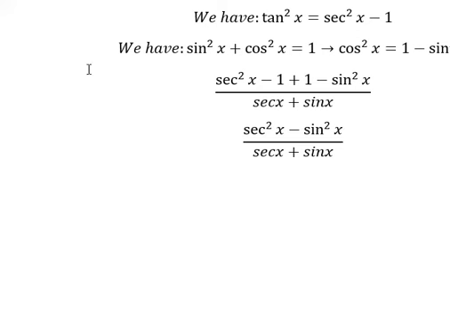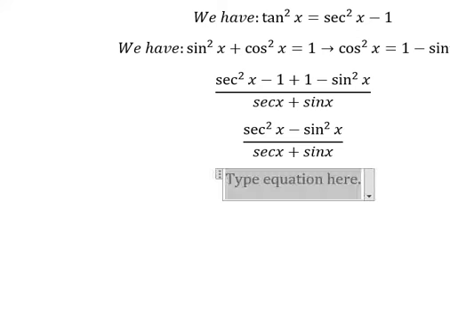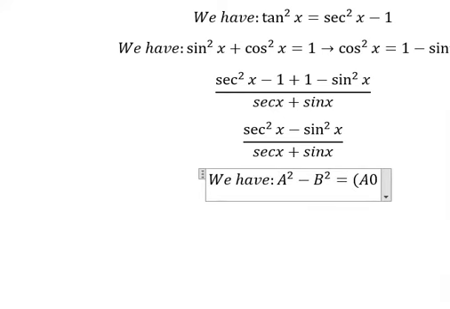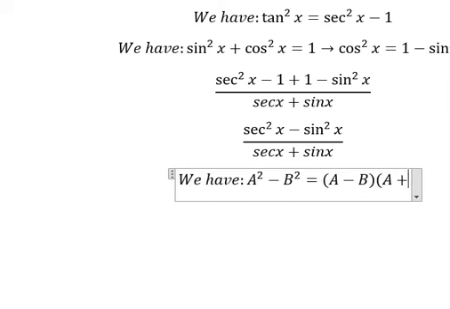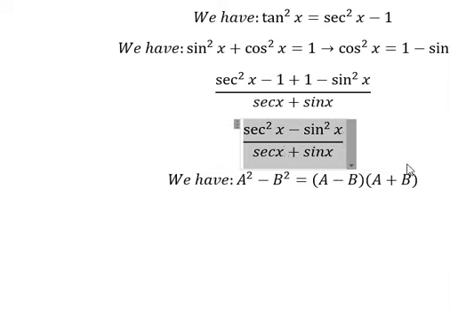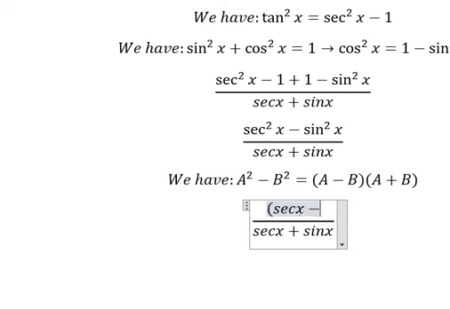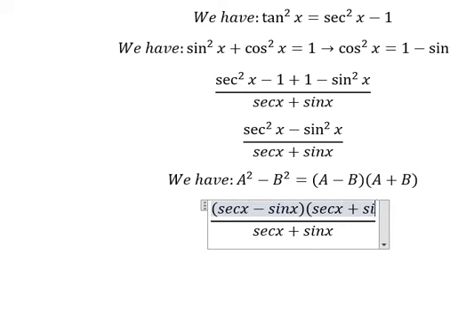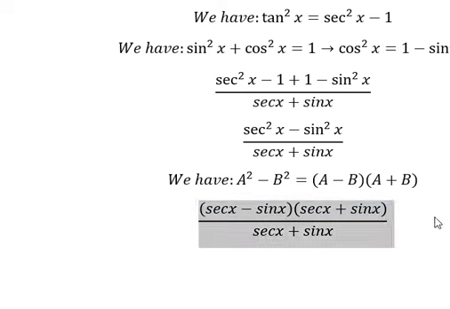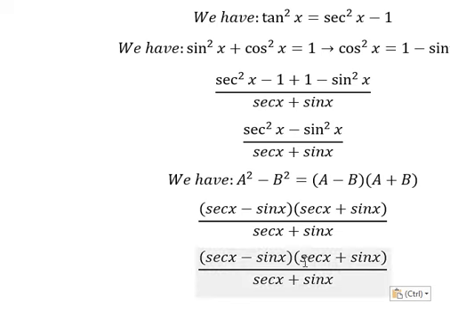Next we have the second formula in here. That is a squared minus b squared equals a minus b multiplied by a plus b. Now we need to transform this one into this one. Now we need to simplify this one over this one.